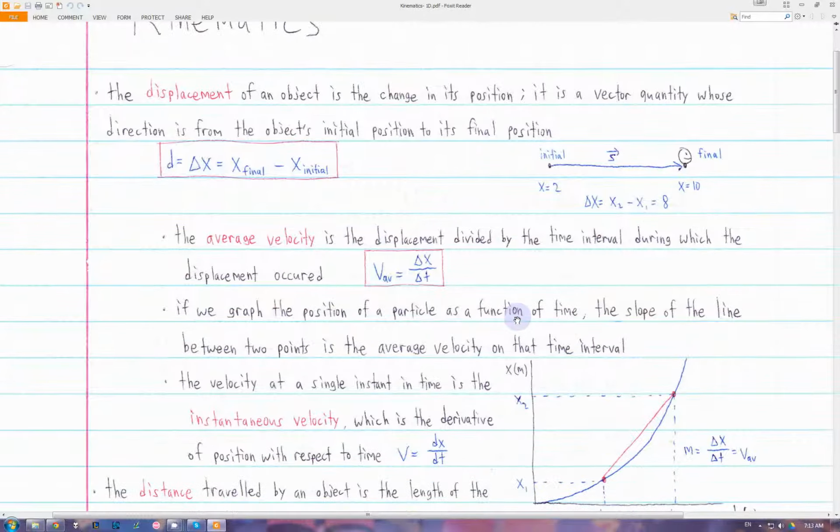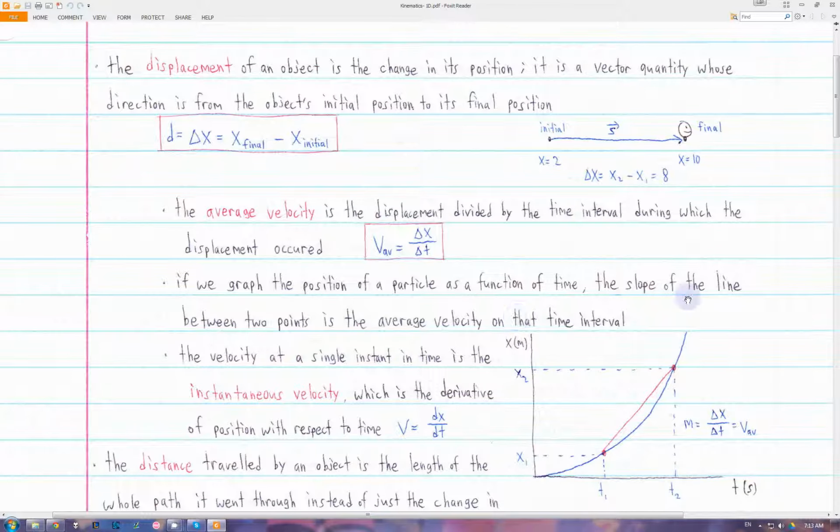So if we made a graph of the particle's position versus the time that's elapsing, then the slope of a line between 2 points is going to be the average velocity. Because slope is just change in y over change in x. And here, a change in y is the displacement, while the change in x is the time interval. So the slope on a position versus time graph represents the velocity.